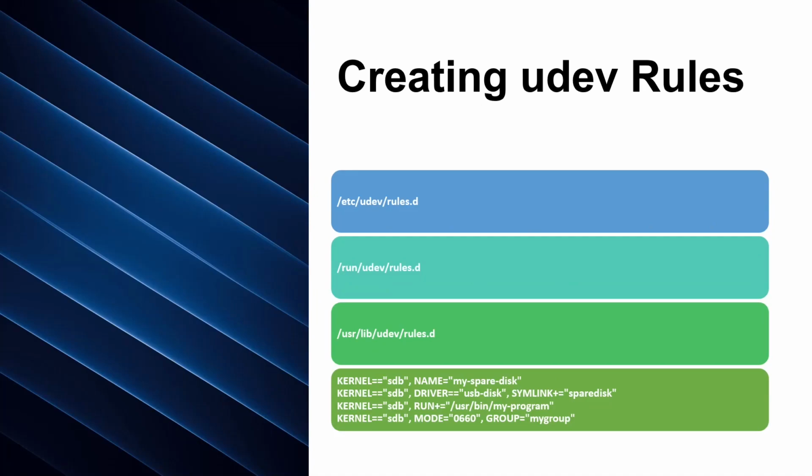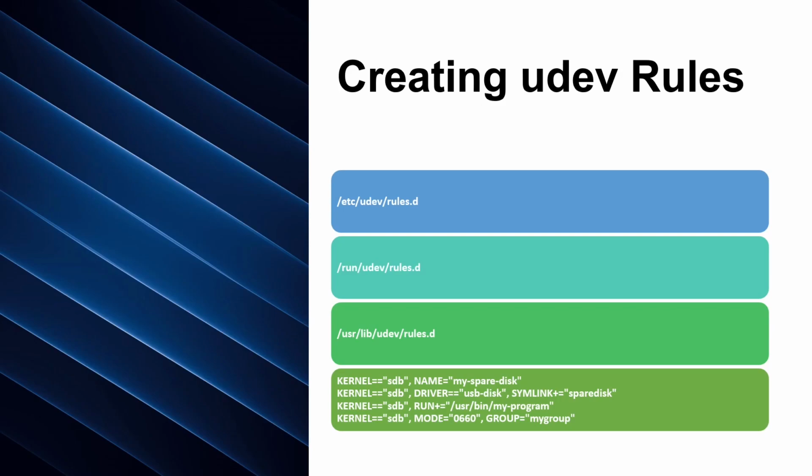Creating udev rules. The format for a udev rule is simple. Match OP value, assignment OP value, right? Rules files can be in 3 places, and if they have the same name, the priority order is /etc/udev/rules.d, /run/udev/rules.d, /usr/lib/udev/rules.d. There are 2 separate parts defined on a single line. The first part consists of one or more match pairs denoted by double equal signs.